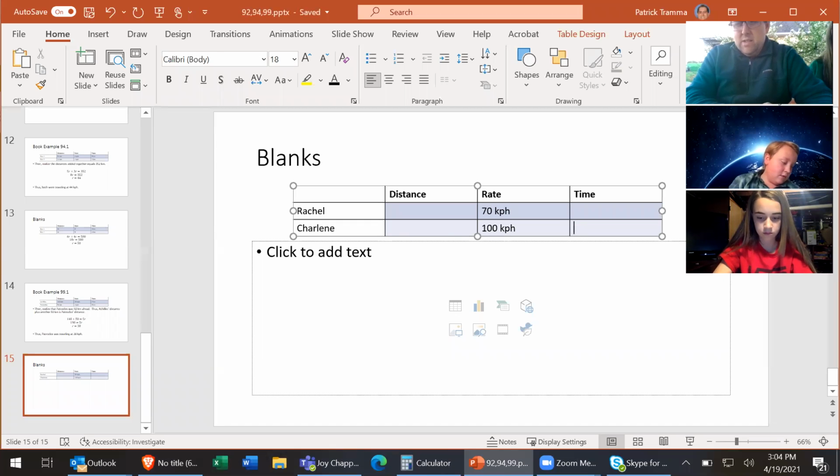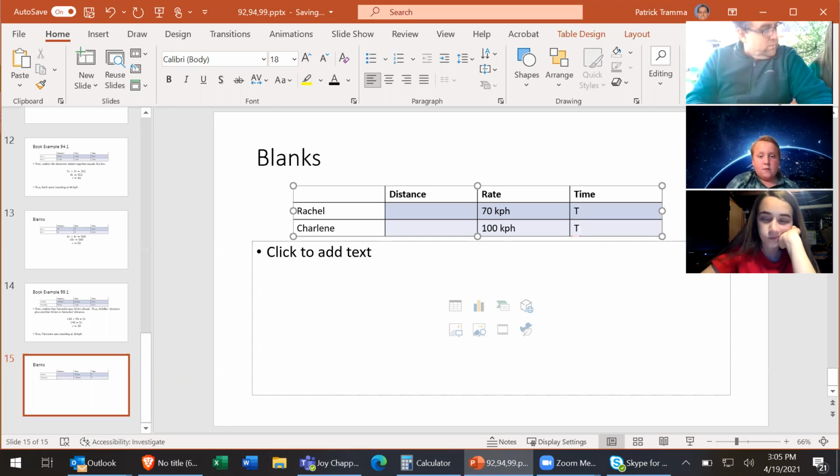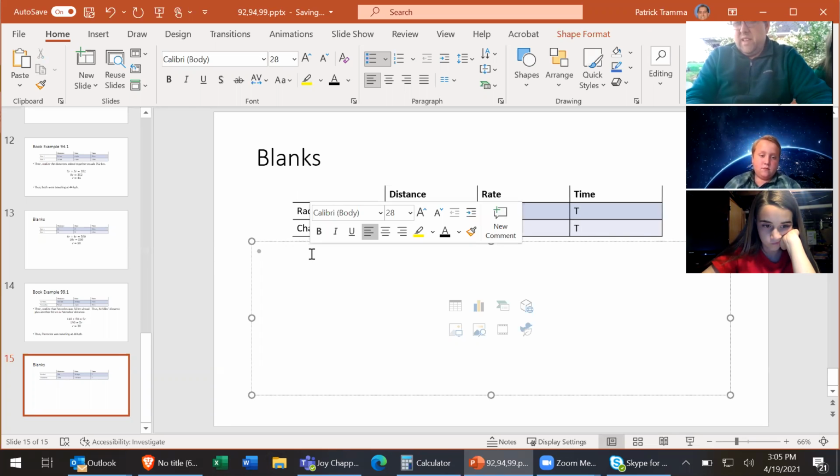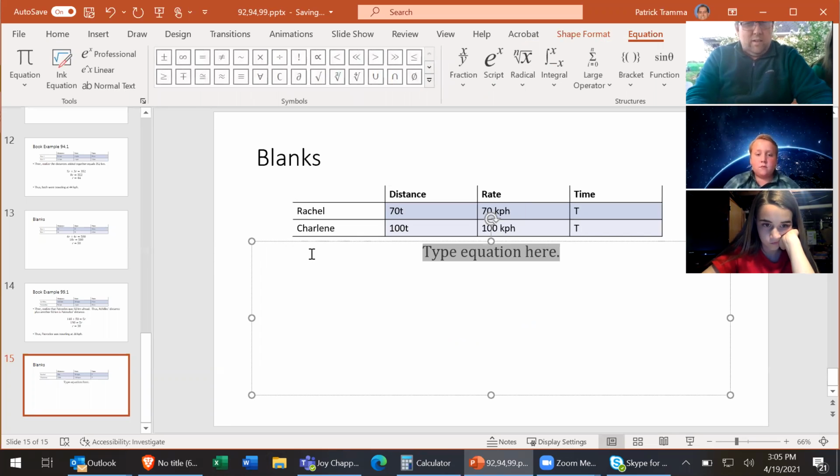Okay, so they ran for, how would we express the time they ran? They don't tell you how long. Right, so that's going to be your variable. Then multiply rate times time, you get 70t and 100t. Exactly. Now is when you figure in that 15-kilometer head start.